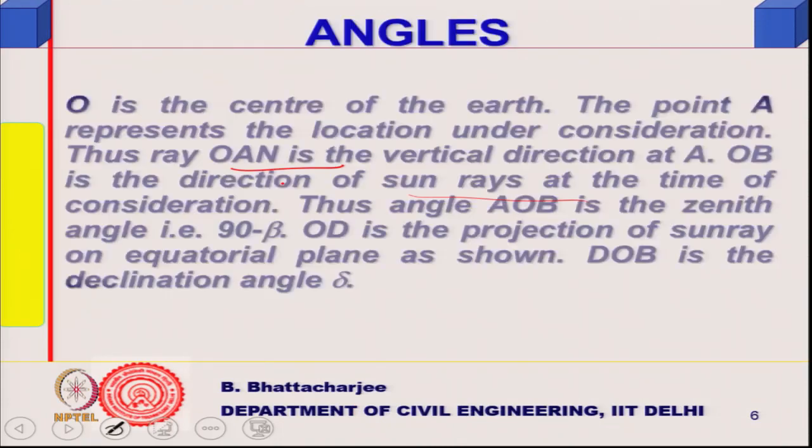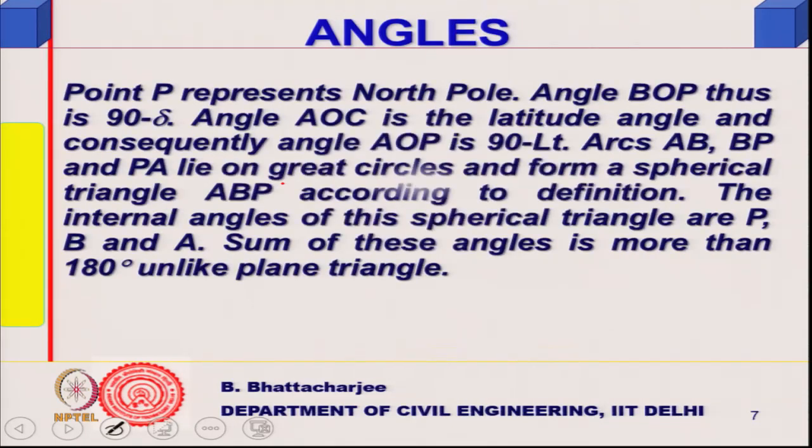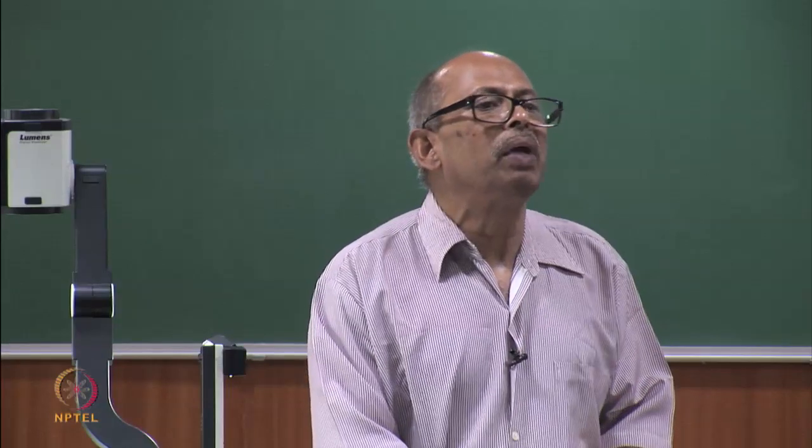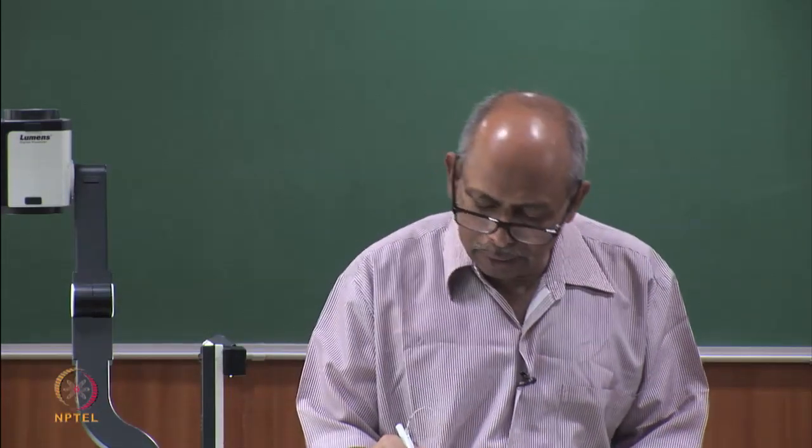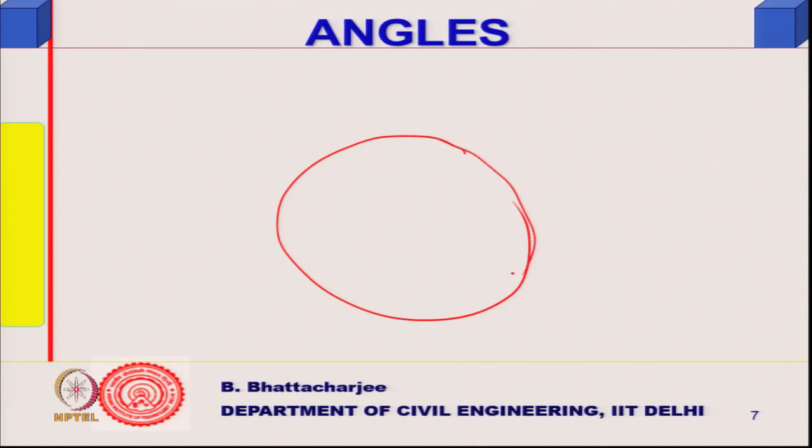Now, a spherical triangle, by definition: arcs AB, BP and PA lie on the great circle, on the celestial circle, therefore they form what is called a spherical triangle. A spherical triangle is, if my drawing is okay, this is a sphere, right. So any arcs lying on it, this might be my center. My drawing is not all that good. So from the center I draw one arc, another arc, and there is a third arc between these three.